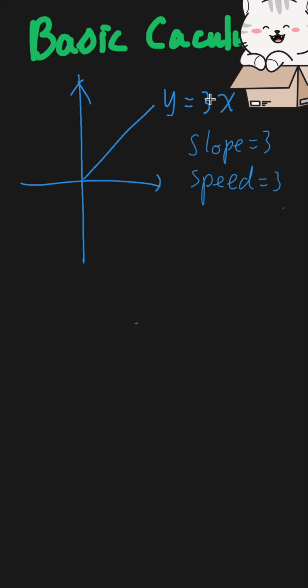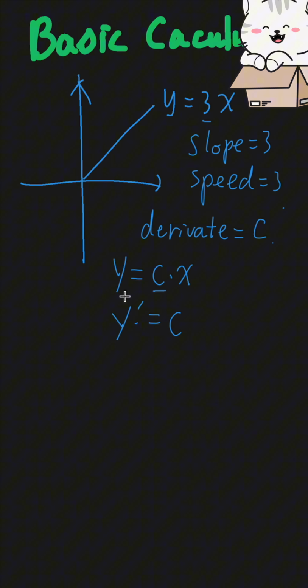And if you change it to be 4x, then the speed is 4. If you change to 5x, then the speed is 5. And then we know the derivative actually is equal to this constant number before x. If we designate a letter c to it, we can write this function as y is equal to c times x. The derivative of y is equal to c. So we use y prime to notate the derivative for the function y.